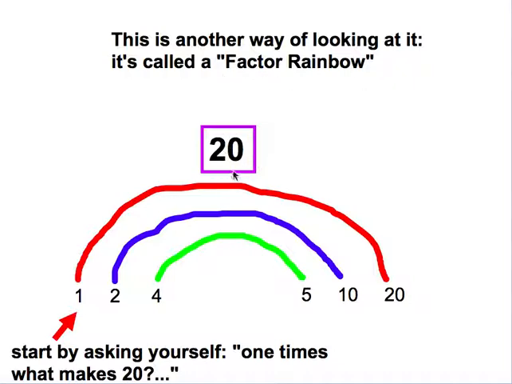If you're trying to think of all of the factors of the number 20, all you do is write down all of your numbers that multiply with other numbers to give you 20. For example, 1 times 20 would give you 20. 2 times 10 would give you 20. 4 times 5 would give you 20. So these are all factors of 20.